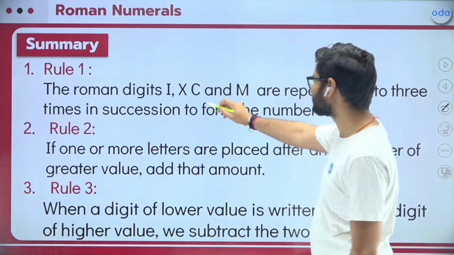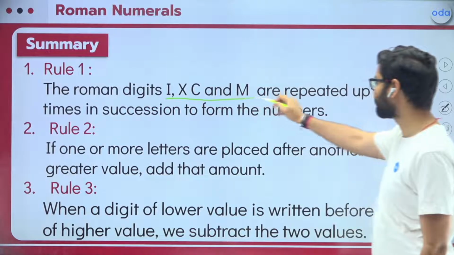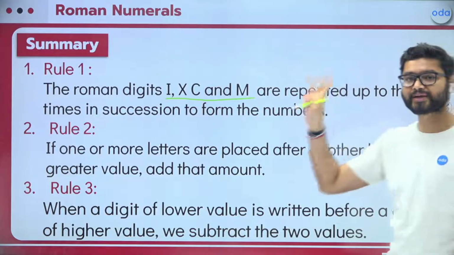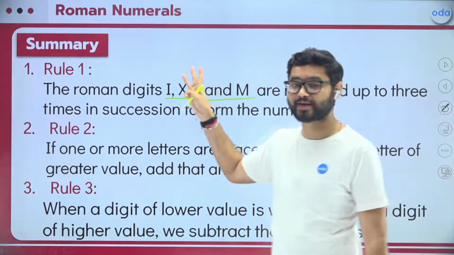Let's have a quick summary of all the three rules that we have learned. Rule number 1 says that the Roman numerals I, X, C, and M are repeated up to 3 times, only 3 times, not more than that.